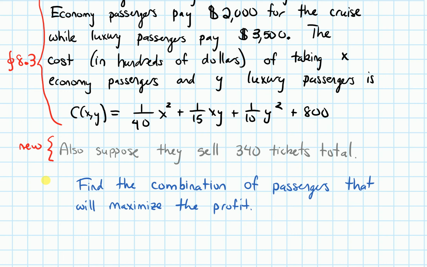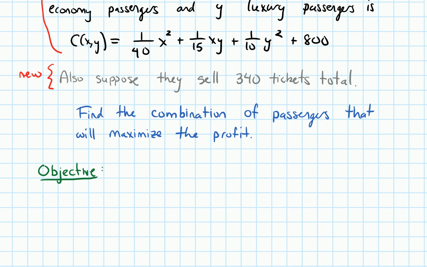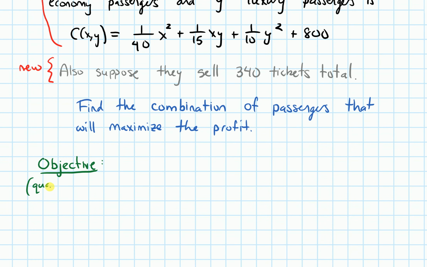Okay, so I want to introduce a little bit of terminology to discuss questions like this, where we want to optimize something, find the max or find the min of something. So I'm going to call something the objective. And the objective is just a term we will use to refer to the quantity that we want to either maximize or minimize.